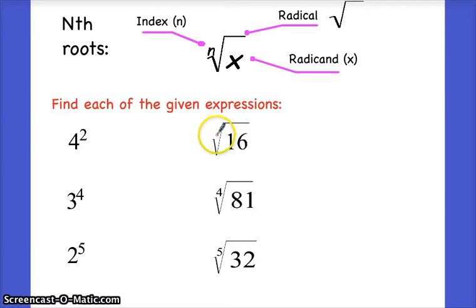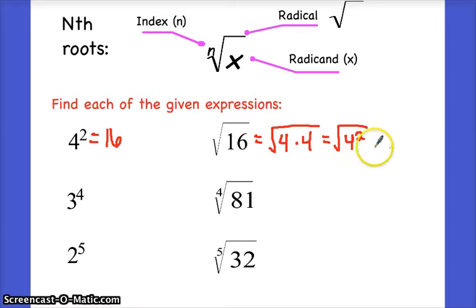Now, a square root normally doesn't have a number there at all, which is why we know that it's a square root. So knowing that 4 squared is 16, remember, a basic idea of a square root is to tell us that the square root of 4 times 4, or the square root of 4 squared, square roots cancel squareds, so the square root of 16 would be 4.